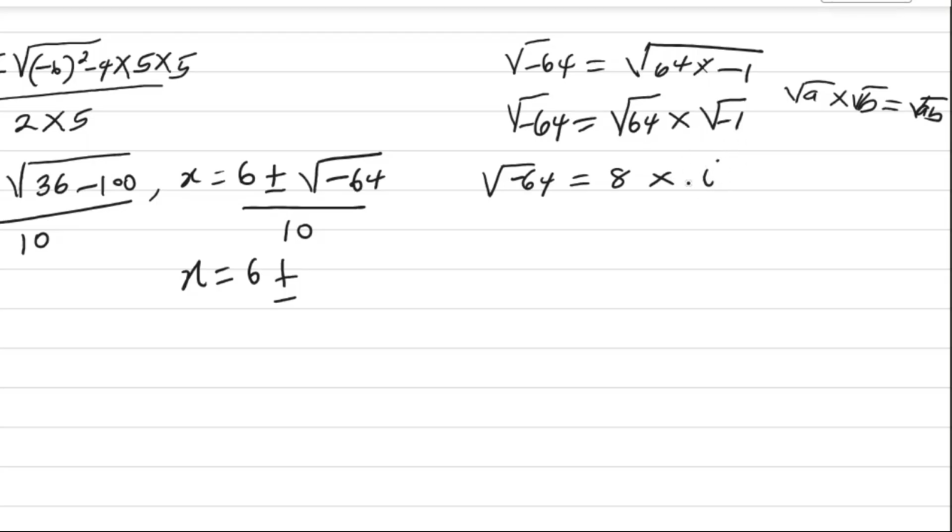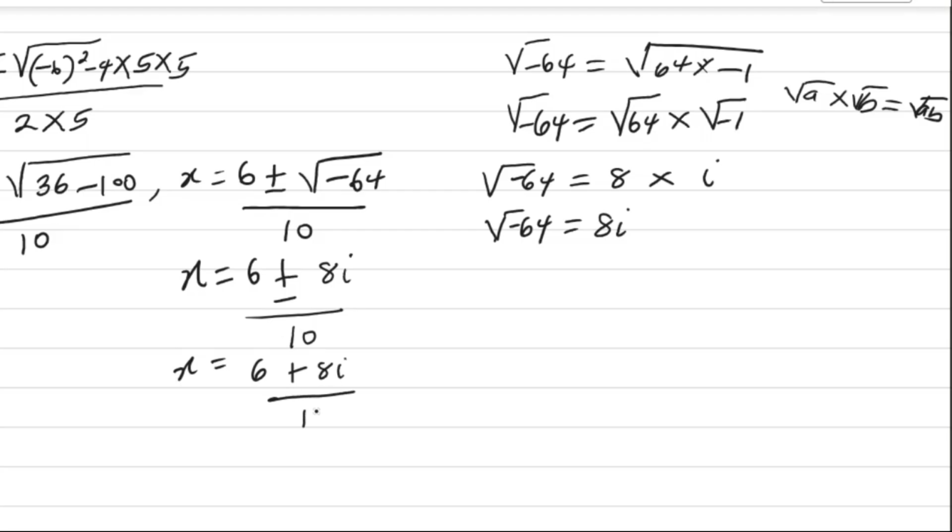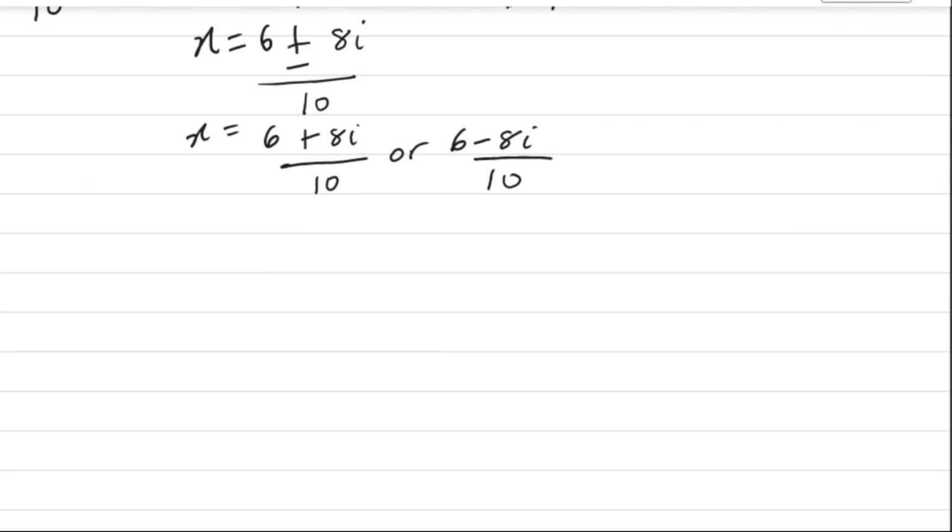This is a number you can't see on the number line. So basically, it means that the square root of minus 64 is going to give us 8i. Now, instead of writing the square root of minus 64 here, we represent it as 8i divided by 10. So it means that our x is equal to (6 + 8i)/10, or (6 - 8i)/10. Now you can still decide to simplify this further.